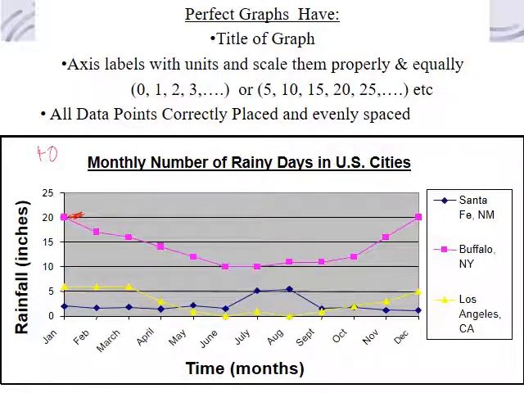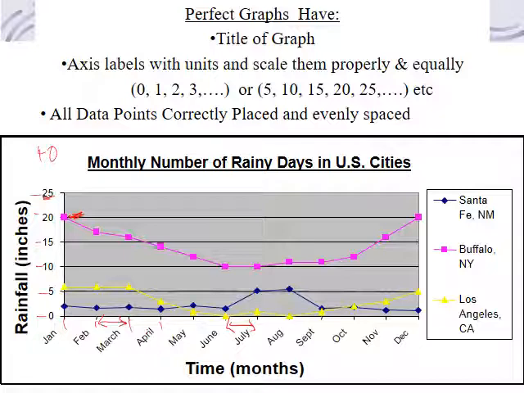I stopped my scale at 25, which is a nice way to stretch out the graph to make everything filled in properly. Also notice my scale is nice and even. It goes by 5, so 0, 5, 10, 15, 20, 25. And then here the months are all evenly spaced out. There's no difference between this space over here and this space over here. It's exactly the same every time.